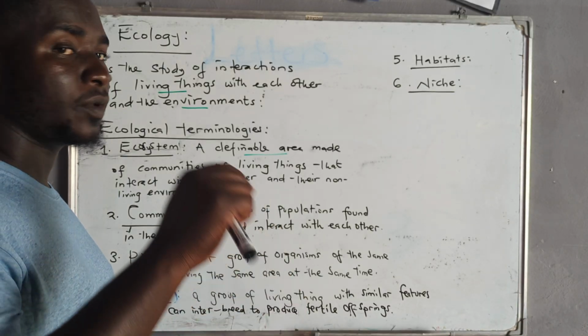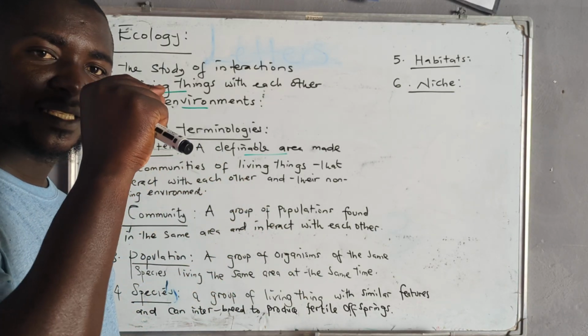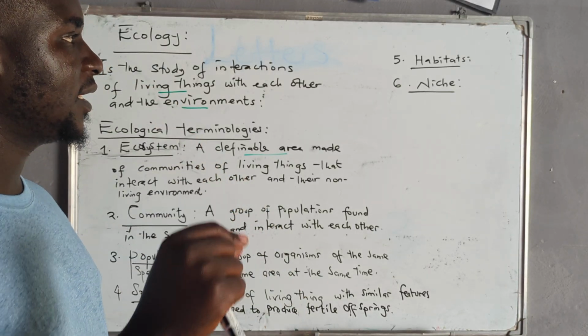A niche is just a specific role that an organism plays in the ecosystem. A specific role that a specific organism plays in the ecosystem.